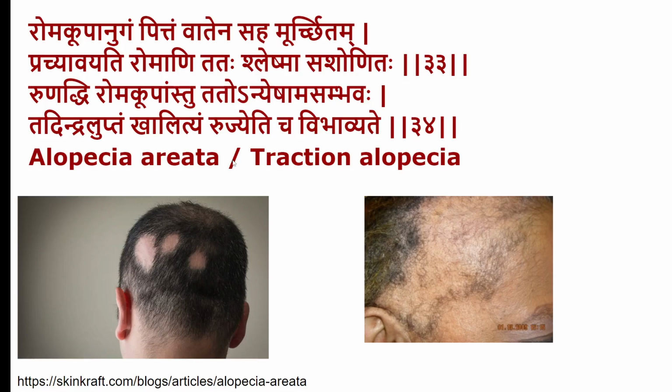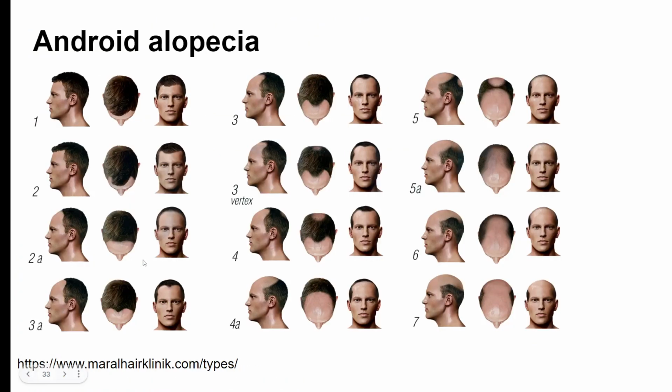Anyway, so when we say Khalitya, Indralupta, Rujya, the typical features mentioned by Sushruta are due to the vitiation of Pitta and Vata. Roma Kupanagam Pittam Vatena Sahmurtitam Pratyavaita Romani Tatashleshma Sashonita Runabhi Roma Kupamsto Tato Anyasham Asambhavaha Tad Indraluptam Khalityam Rujyetika Vibhavete. Now Sushruta says because of the Roma Kupas, the hair follicles, getting affected, there will not be further growth. But in case of the alopecia areata and traction alopecia, the regrowth of the hair is possible.